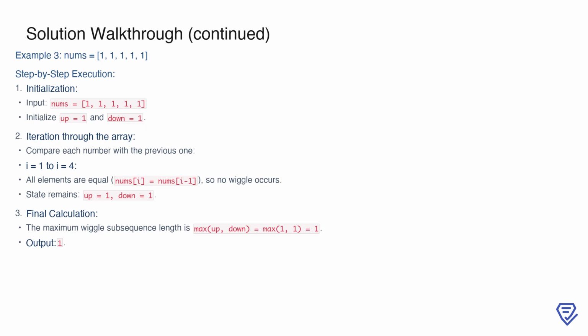Since there are no changes in the sequence, no wiggle occurs, and the values of up and down remain unchanged at 1. After completing the iteration, we calculate the maximum wiggle subsequence length as max(up, down) equals max(1, 1) equals 1. Therefore, the output for this example is 1.